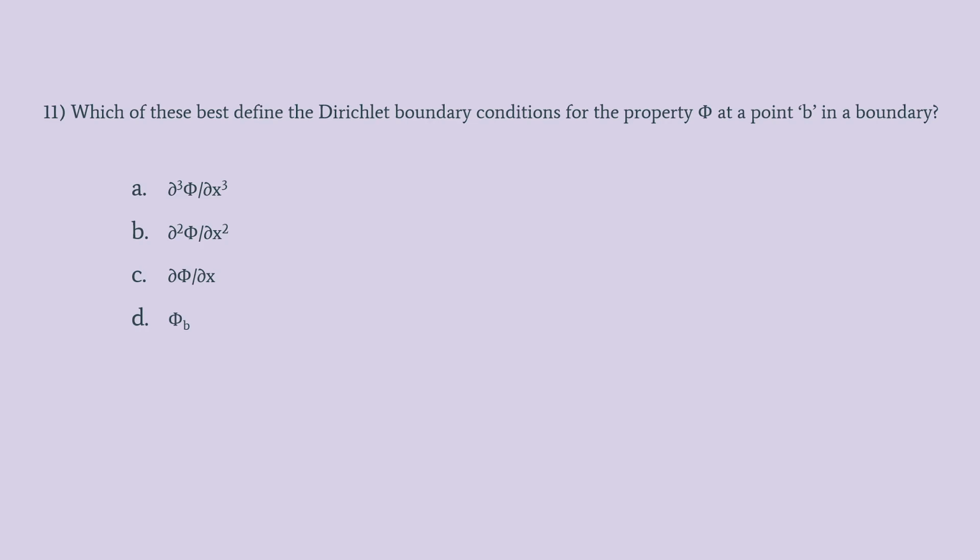Next question: which of these best defines the Dirichlet boundary conditions for the property phi at the point B in the boundary? Option A, dou cube phi by dou x cube. Option B, dou square phi by dou x square. Option C, dou phi by dou x. Option D, phi at B. Try to answer the question.